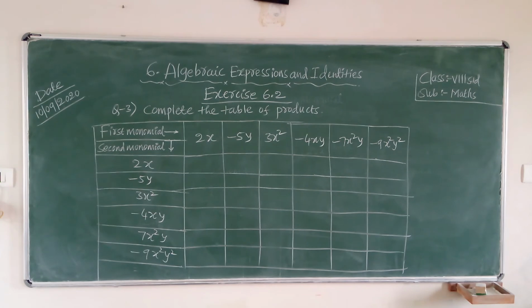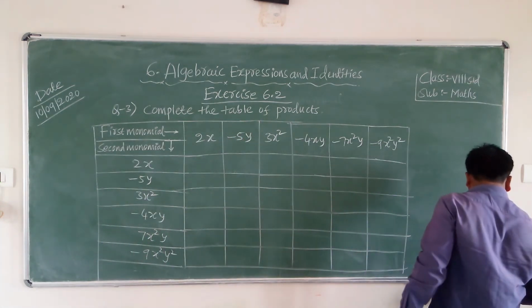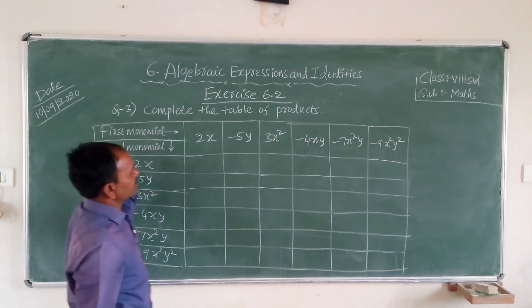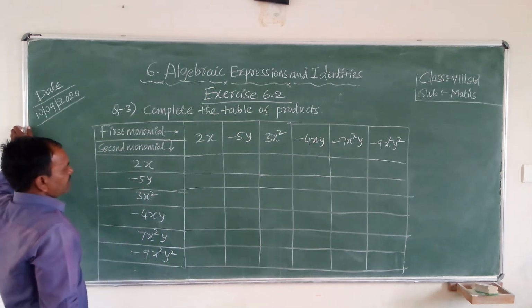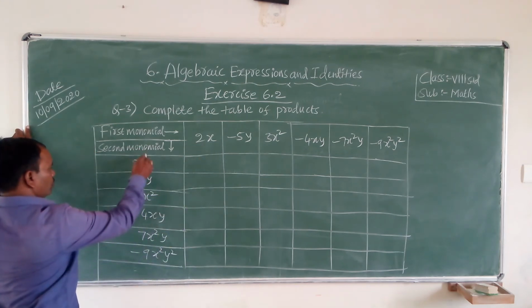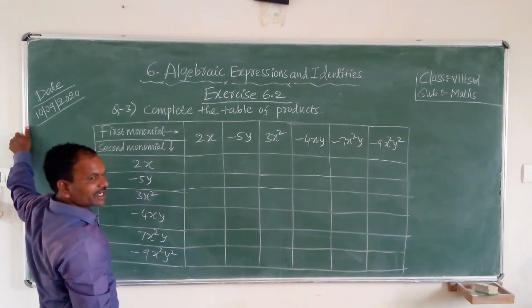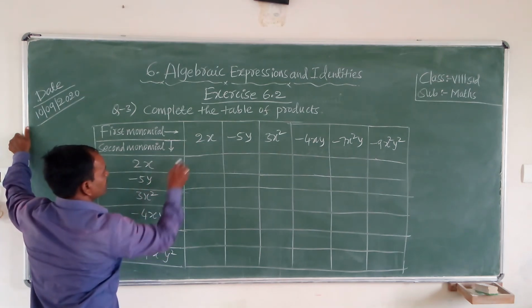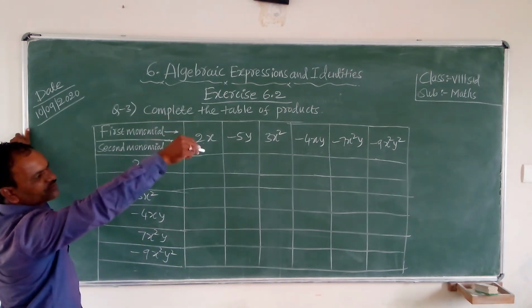Hello, my dear students. Here the concept is the table. Complete the table of products. Complete the following tables. How to complete the tables here? This is monomial, like this row, like this column. We have to multiply this column by this row. This is the first monomial, the row. The second column is the second monomial. So this and this have to multiply. Again this and this multiply. Complete this first column, then second column, third column, fourth column, fifth column, sixth column.